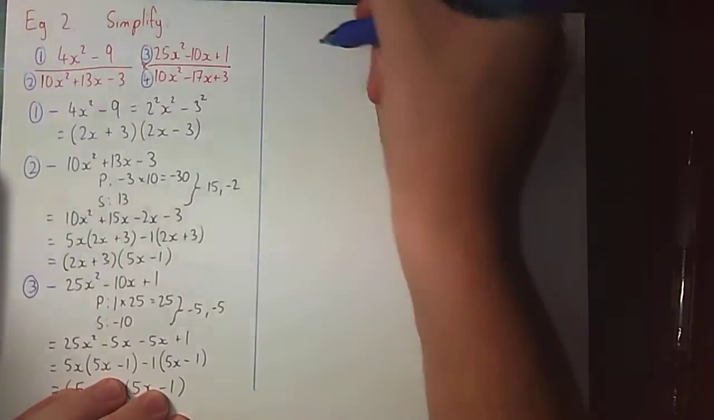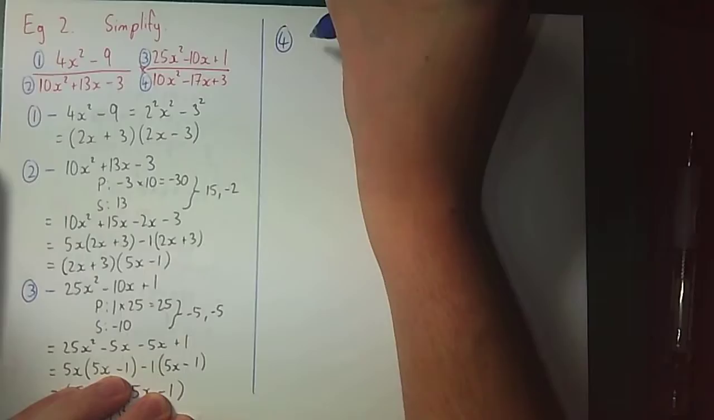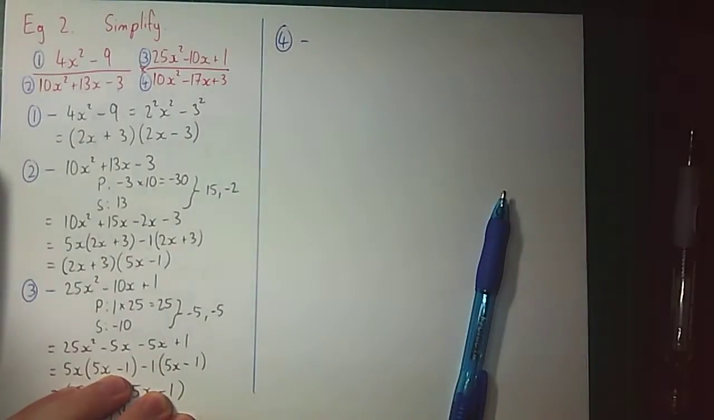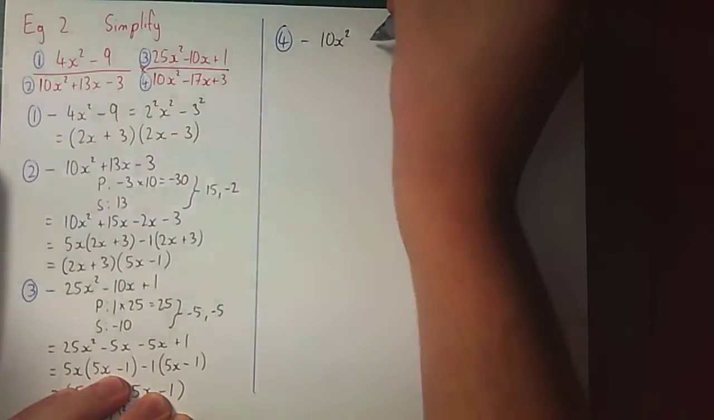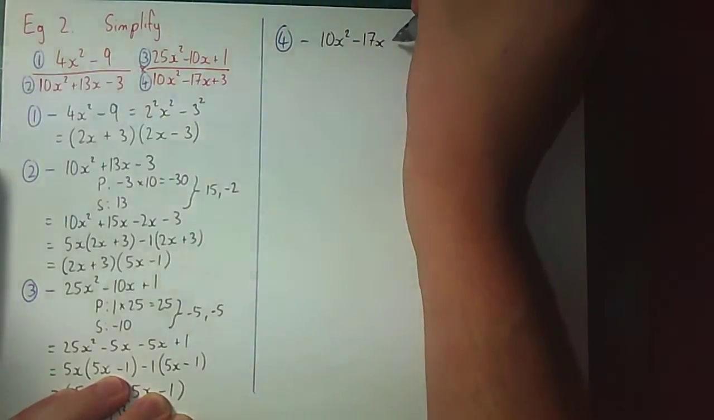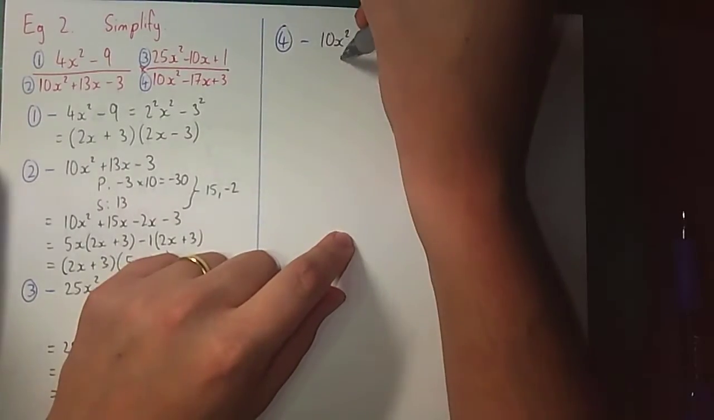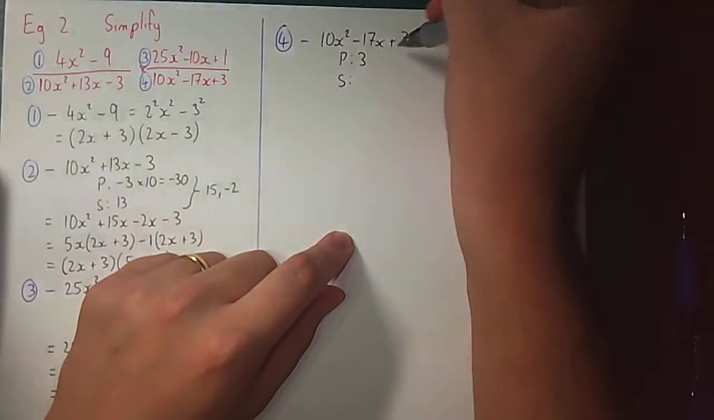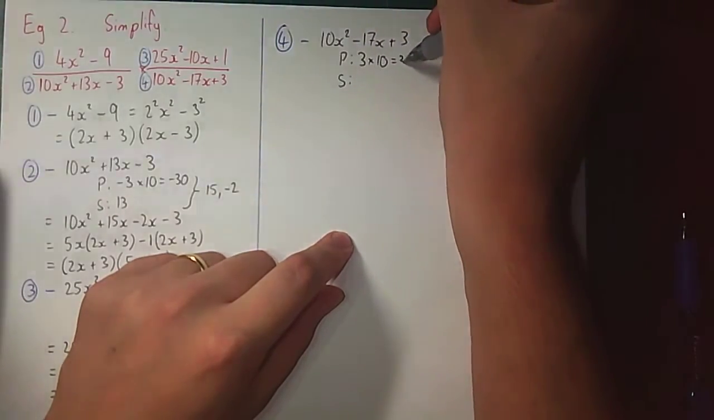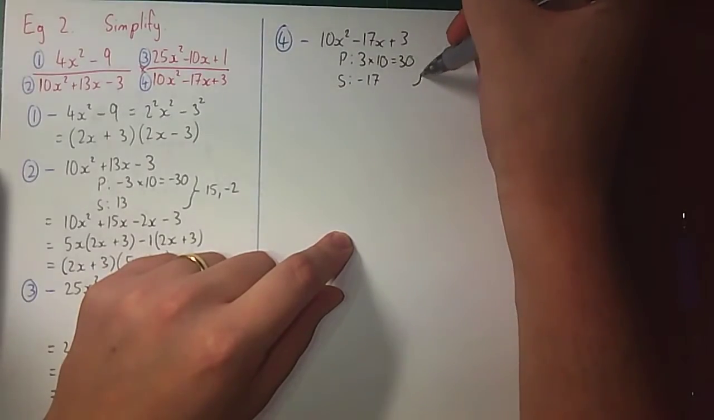We have 4. That's going to be 10x squared minus 17x plus 3. Once again, product sum, we have 3 times 10, so it's going to have to be 30, and then it's going to add up to get negative 17.